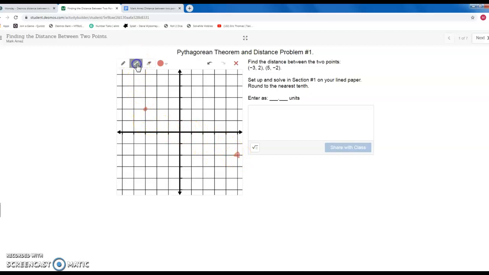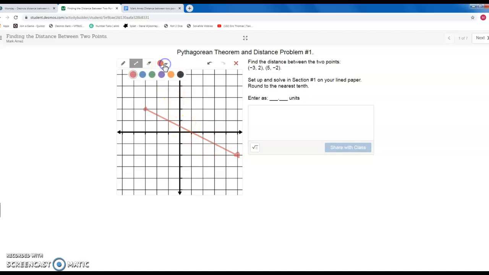So we're going to go ahead and use this line tool here, and I'm going to draw a line so we actually see what we're talking about. This is the line that we're talking about, the distance between those 2 dots. And the way we're going to do it is by what we've learned last week with the Pythagorean theorem, and that's if I have a right triangle and I know 2 of the sides, I can figure the 3rd side.